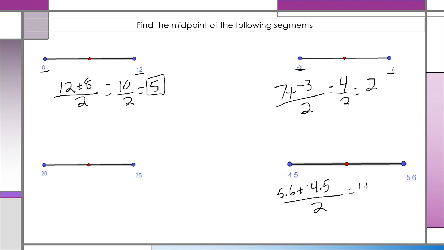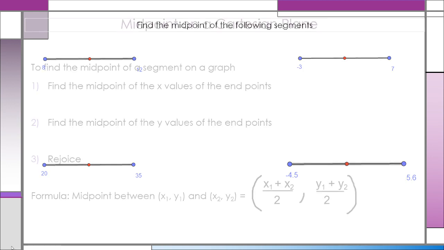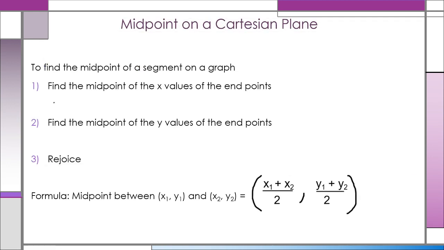So it'd be 1.1 divided by 2, which would give you 0.55. And that would be your middle value, 0.55, if you want to be more accurate. So again, a straightforward calculation when you just have two numbers: add them, divide by 2, there's your middle value, and move on. But what happens when we have two numbers, like on a coordinate plane?